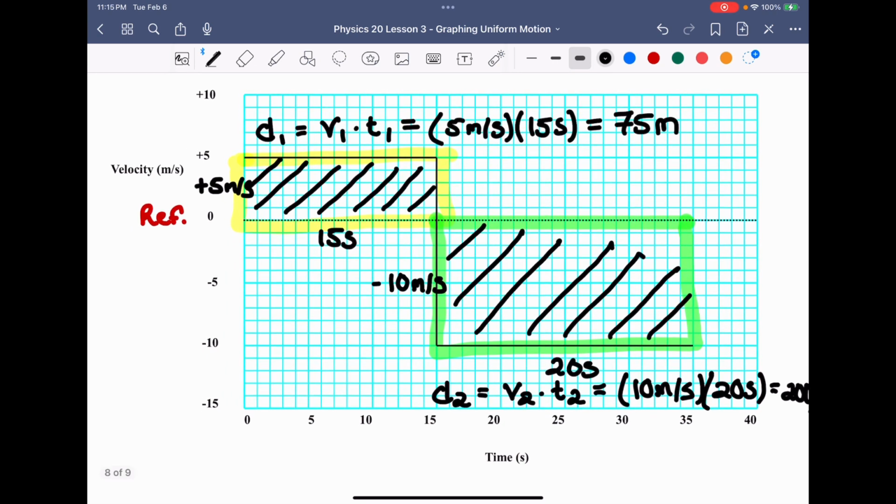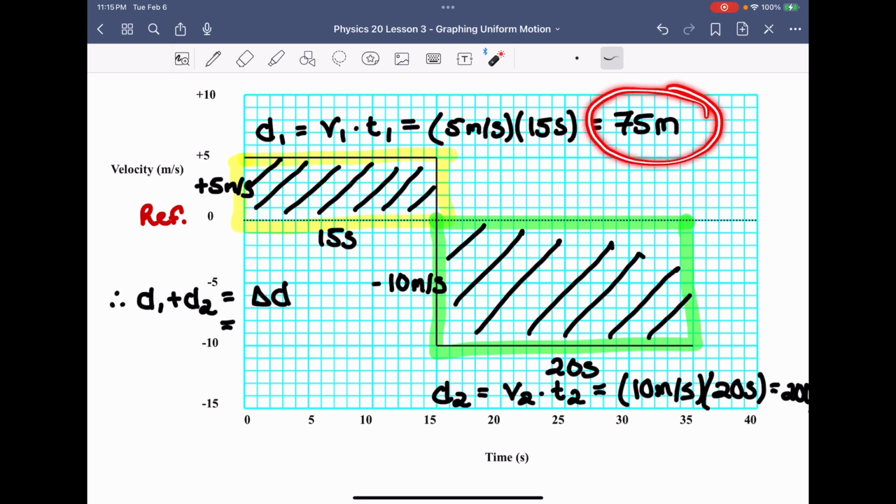Now, off to the side here, what I'm going to say is, therefore, if I add these two things together, d1 plus d2, aka I get the change in the overall distance, this is going to be the sum of those two parts. What are the sums? 75 plus the 200 meters. When you add those two things together, you get a total change in distance of 275 meters. And so we'll highlight that component here to indicate we got one of our answers.